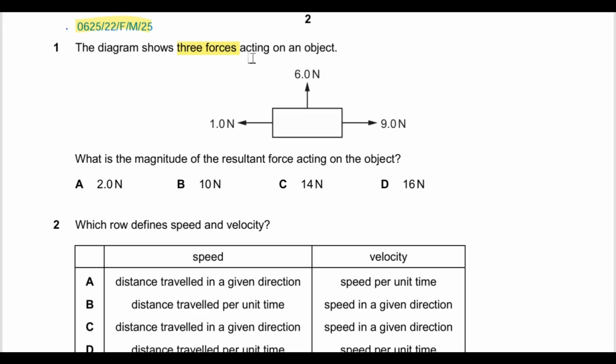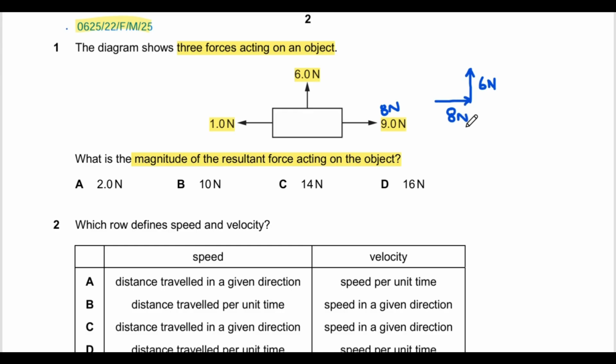Question number 1 says the diagram shows 3 forces acting on an object, 9 Newton towards right, 10 Newton and 6 Newton. What is the magnitude of resultant force acting on an object? So 6 Newton force is acting upside, and there are two forces acting right and left that will cancel the effect of each other, and only 8 Newton of force will be left, which would be acting towards the right side. So 8 Newton force acting towards right side.